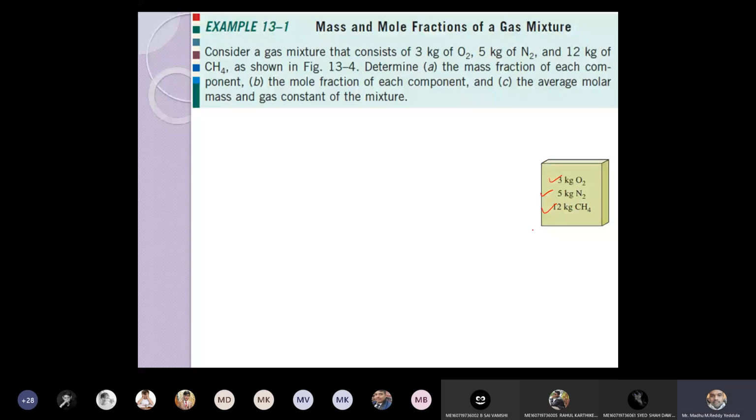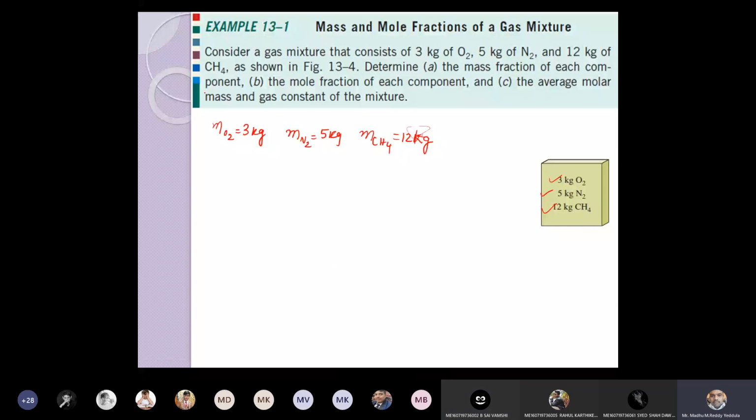Now, tell me, mass of oxygen is how much? Mass of oxygen is equal to 3 kg. Mass of nitrogen is equal to 5 kg. And mass of methane is equal to 12 kg. If you know the mass of individual components, can you calculate the mass of the mixture? Yes, if we know the mass of individual components, we can calculate the mass of the mixture.